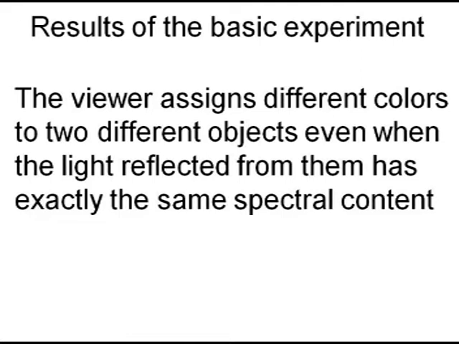This experiment can be summed as follows. The observer can identify the different colors of viewed areas even when the light spectral content which reaches his eye is exactly the same. This result raises the question, how does the observer know the color of an object when the reflected light from it is not unique? This question led Land to execute the second experiment.